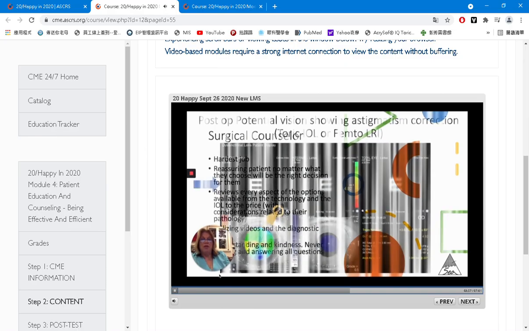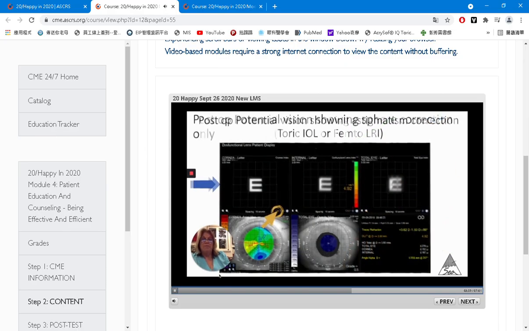And what you can do is toggle back and forth, and you can say this is without correction of astigmatism, this is with correction of astigmatism. So what E would you like to see?